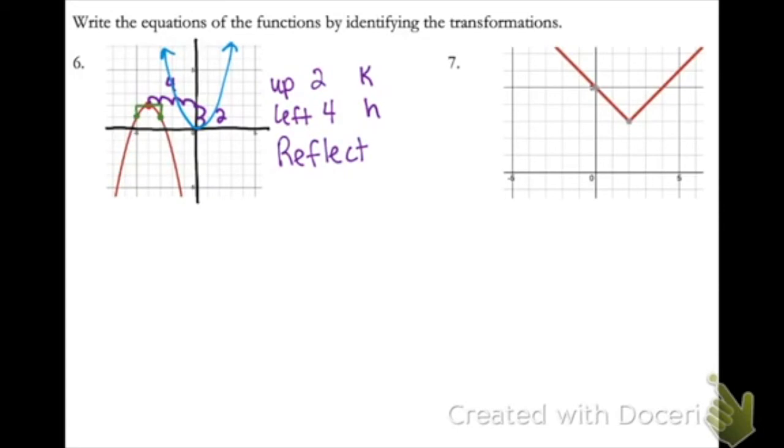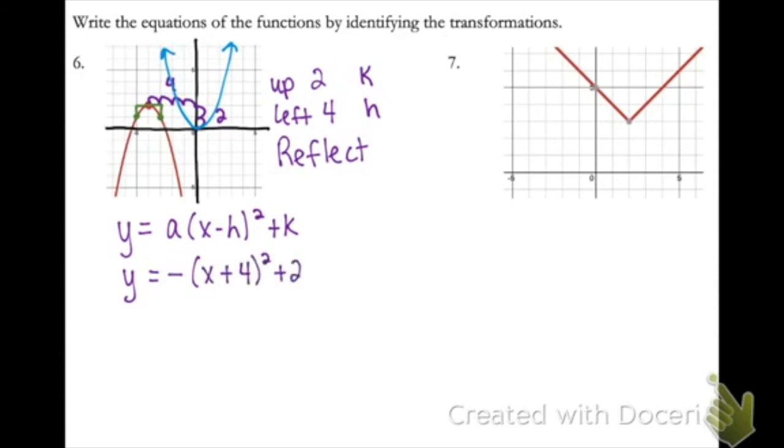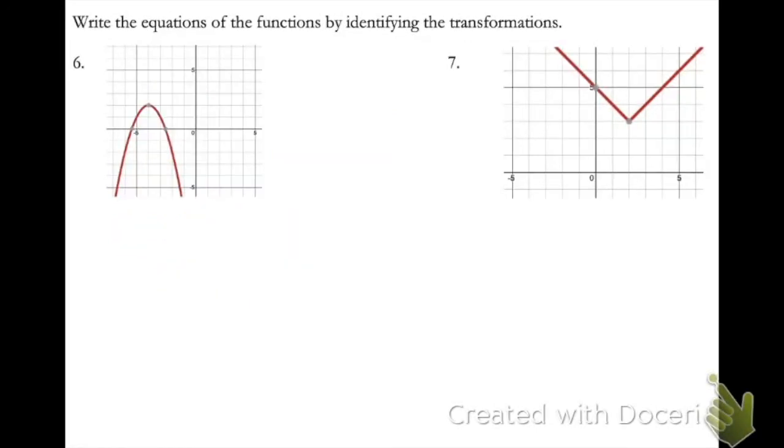Now that we've checked each transformation, we are ready to write our equation. So I like to start by writing down our form with a, h, and k in there. And then we can go in and we can plug our 2 and our 4 and our negative for our reflection in. So start with our negative because we had a reflection. We don't have a value for a because there wasn't a stretch or a compress. Our h is going to be a +4 because it was left. And the k is up 2, so it's a +2. Big thing to remember, don't forget to put this squared on your answer, or else it wouldn't be a quadratic anymore. Now let's look at number 7.